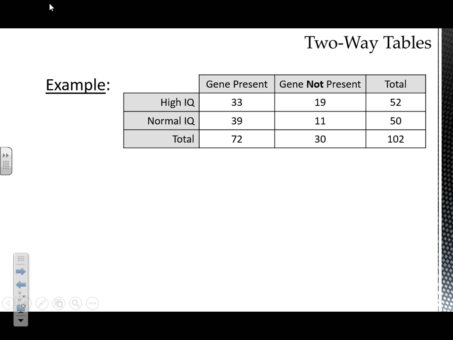So 33 of the high IQ people had the gene present. 39 with the normal IQ had the gene present, and so on. So it's read just like we would have read our contingency tables before. What's going to happen now is they're just going to be asking us how to find different probabilities based on the information in the table. So for instance, if we wanted to find the probability that a child has a high IQ, what would I do here?